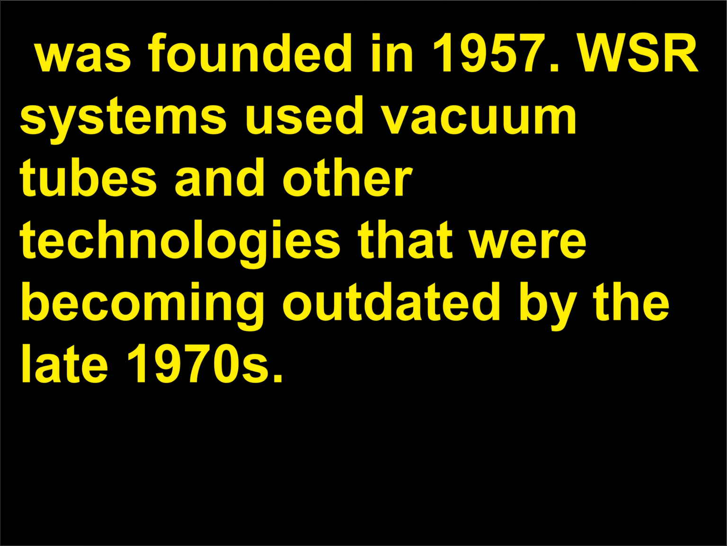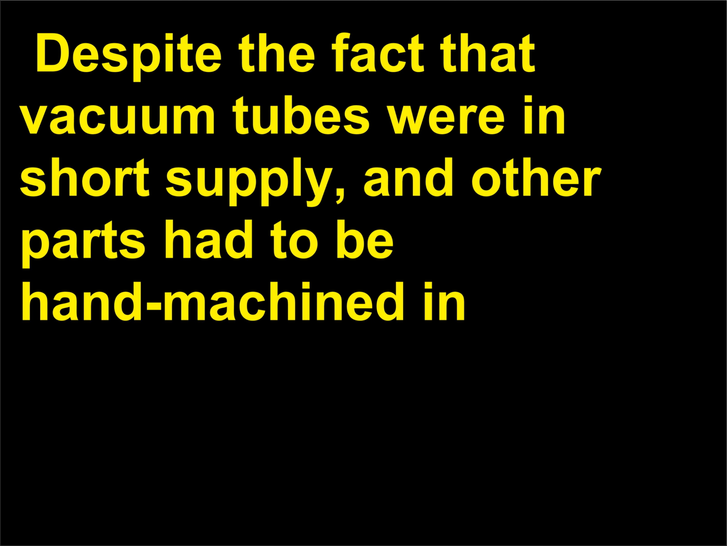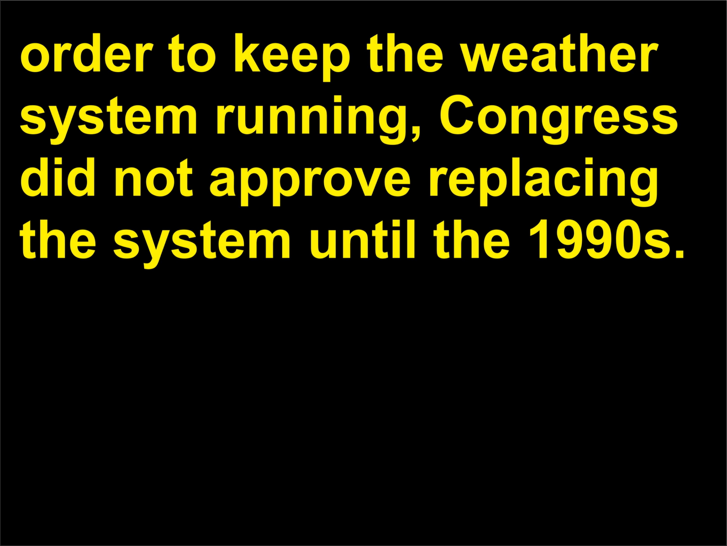And so the Weather Surveillance Radar, WSR-57, was founded in 1957. WSR systems used vacuum tubes and other technologies that were becoming outdated by the late 1970s. Despite the fact that vacuum tubes were in short supply, and other parts had to be hand-machined in order to keep the weather system running, Congress did not approve replacing the system until the 1990s.